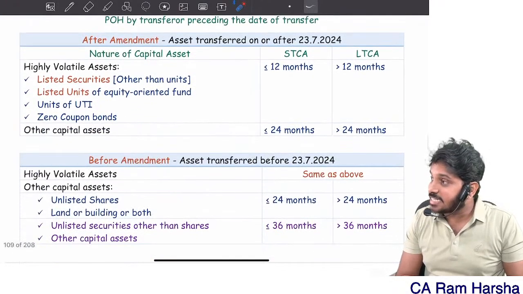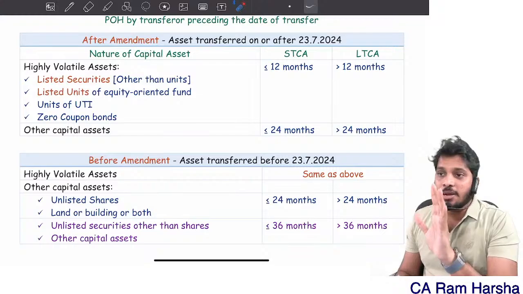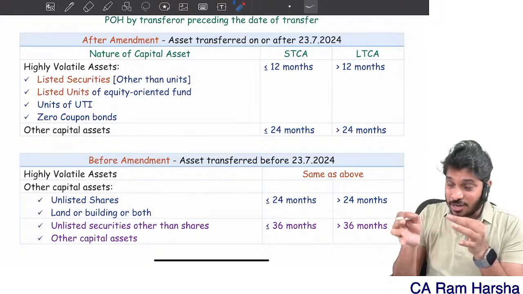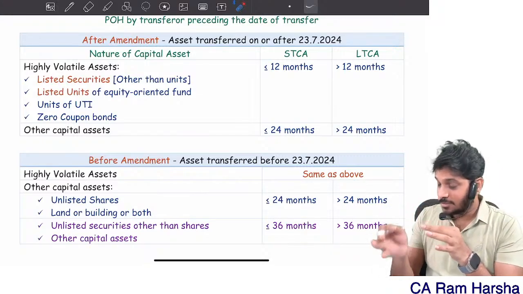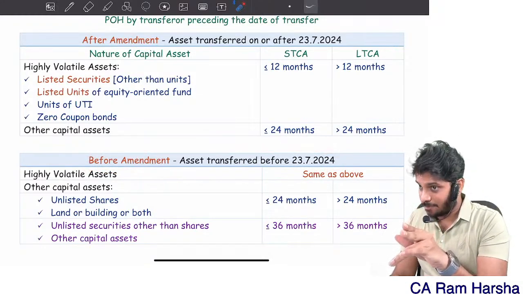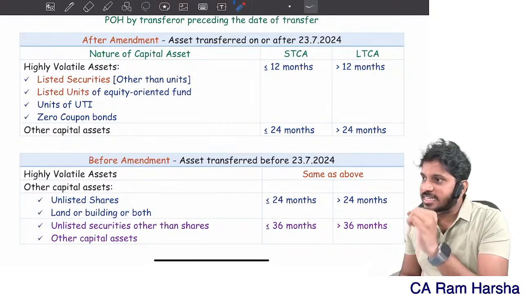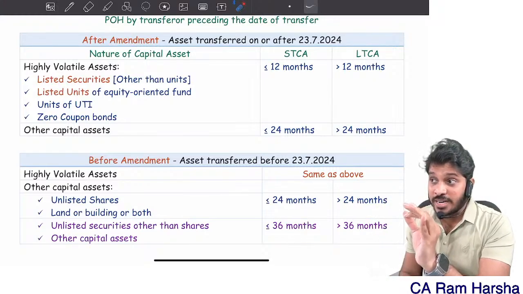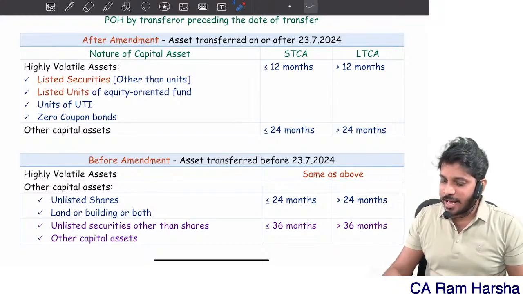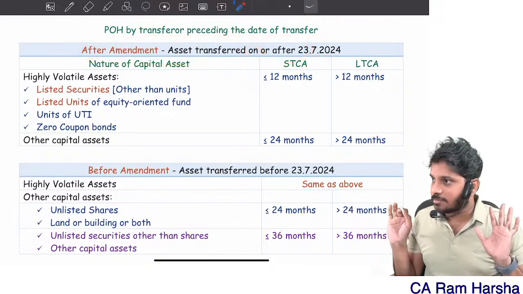When an asset is treated as short term and when as long term depends upon the period of holding. Now, the provision for this classification is different depending on when the asset is sold, before or after 23rd July. Capital gains is applicable only when there is a transfer of capital asset. Transfer is the taxable event. When did the transfer happen? On or after 23rd July.